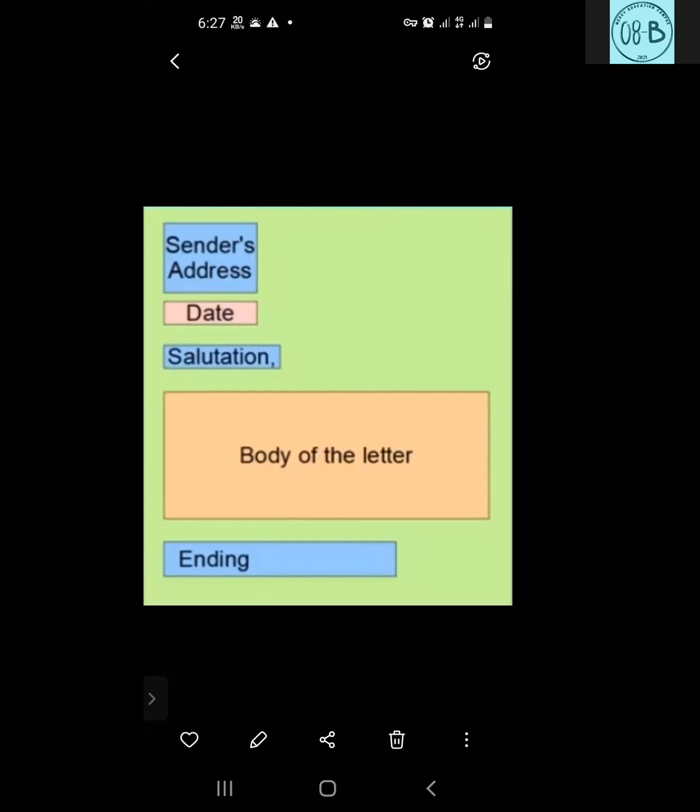Dear Senani. Yes, very good, dear Senani. It is the salutation given in this letter. Very good. Then the body of the letter. Okay. So the body of the letter. Who's going to read the body of the letter? I will, sir. Okay.